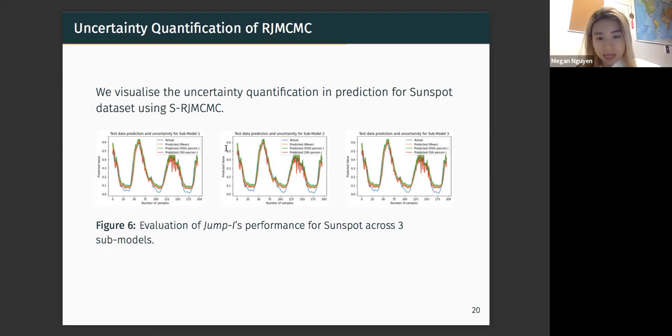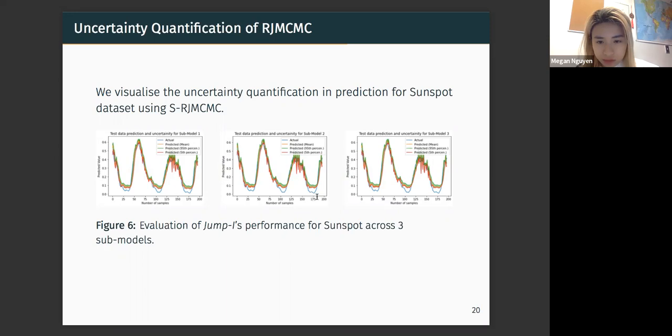And this one is for jump I. So we're only looking at three different submodels that vary in the input neurons. And we highlight the 5th and the 95th percentile confidence intervals to quantify the uncertainty given by the posterior distribution of weights. And we do observe that the difference between the actual observations and the 50th and the 95th predictions for the test data set increases as we introduce more models.